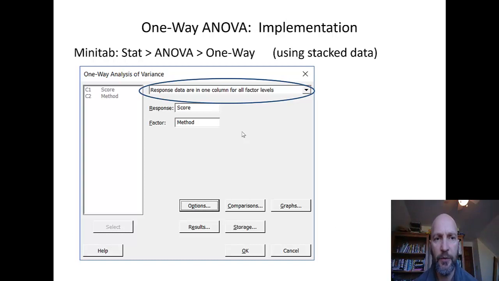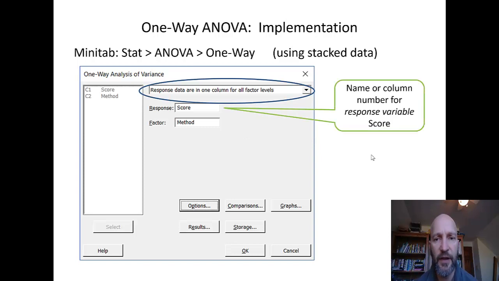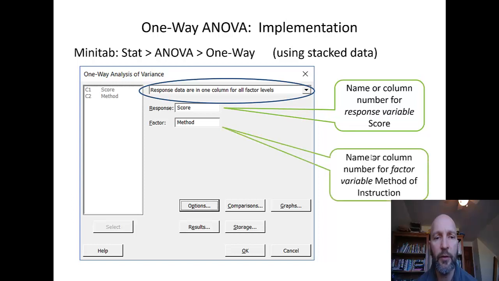In Minitab, if you go Stat, ANOVA, One-Way, and we want to use stacked data, you'll see something that looks like this. And I've got circled here, "Response data are in one column for all factor levels." That means we're using stacked data, so you'll want to specify that. You also need to put in the response variable, that's the score, and then the categorical variable, or the factor variable, is going to be the method.